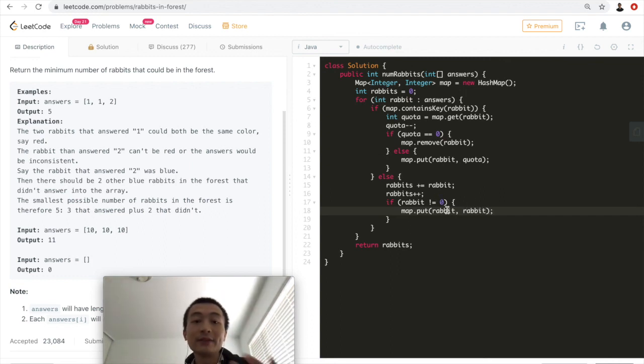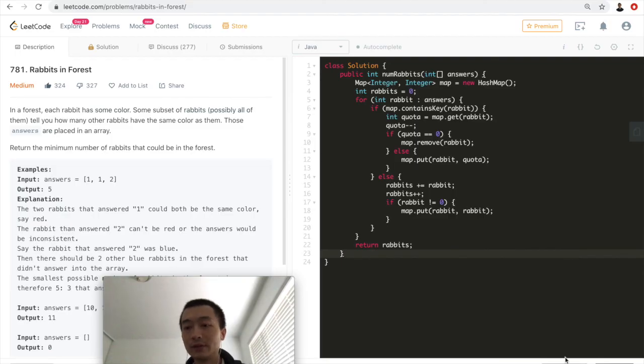So the key of the map is the rabbit, which indicates the type or the color of the rabbit. And the value of this hash map is the quota, which means, say, if I'm the rabbit of color type 10, that means I have 10 pairs of the same type of type 10 in the forest. That's the quota. That's what it means for the value of the hash map.